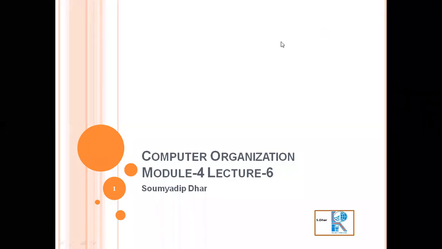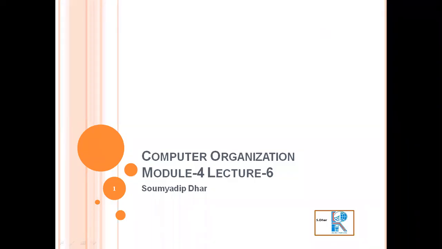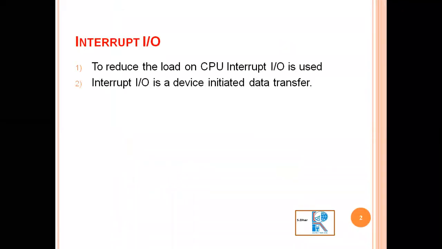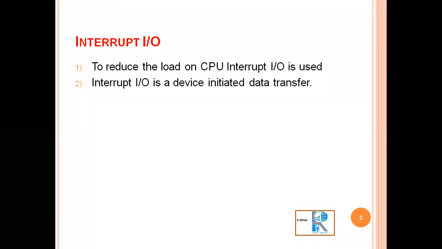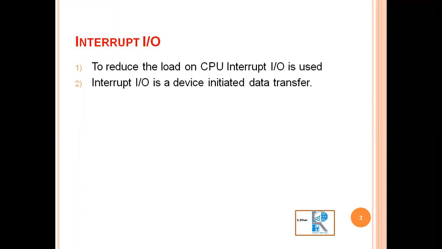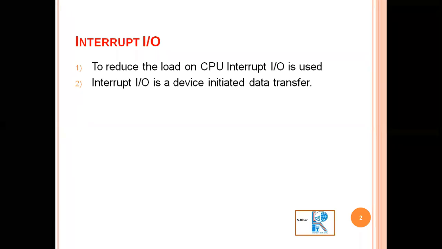So today's class is Computer Organization, Module 4, Lecture 6. Last day we learned about the I/O, that means the programmed I/O. I have already told you that there are three ways of communication of I/O with the CPU. One is called the programmed I/O, second one is called the interrupt I/O, and third one is the DMA or direct memory access. Last day we discussed the programmed I/O.